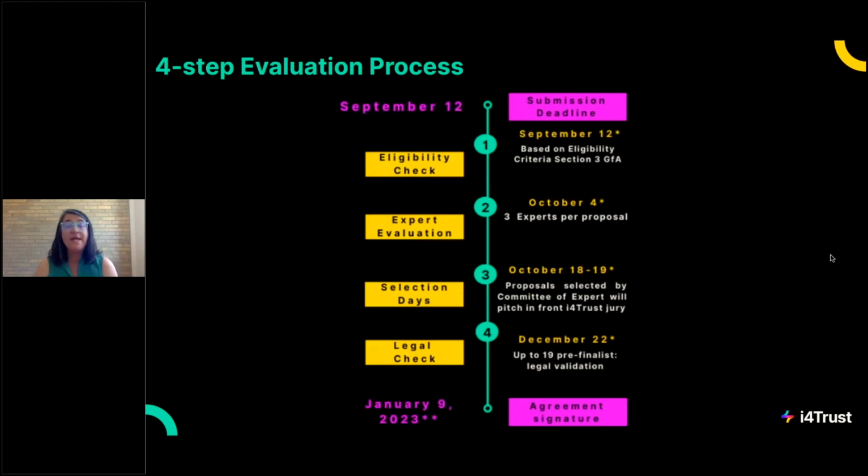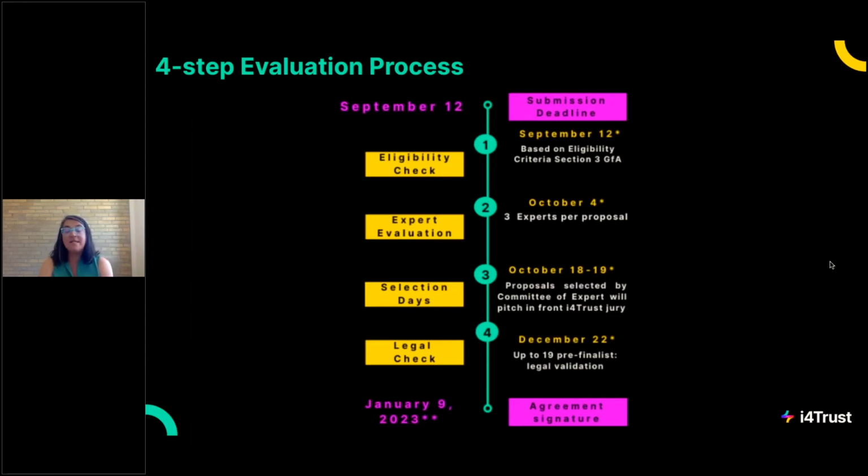The selection day is an opportunity for the experiments to pitch their experiment in front of a jury. The jury is composed of i4Trust partners, experts in the technology, but also external experts. It gives you the opportunity to pitch aloud and solve some doubts from the jury members. At that point, we will select up to 19 experiments.